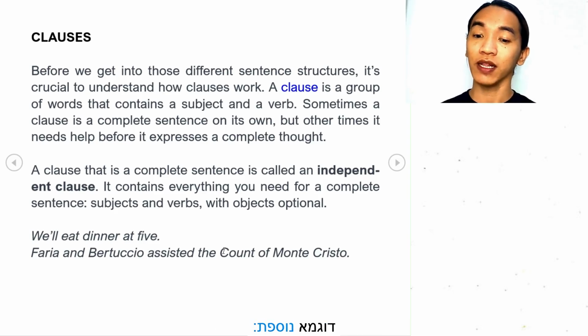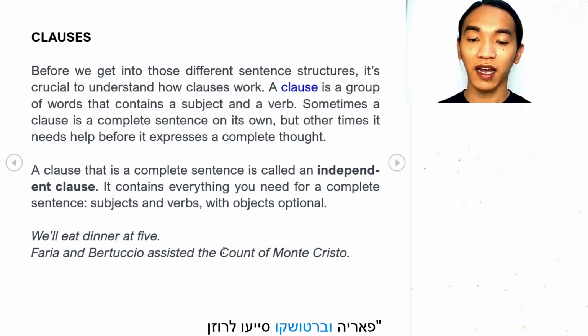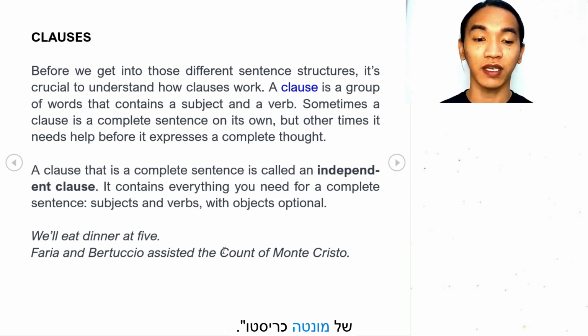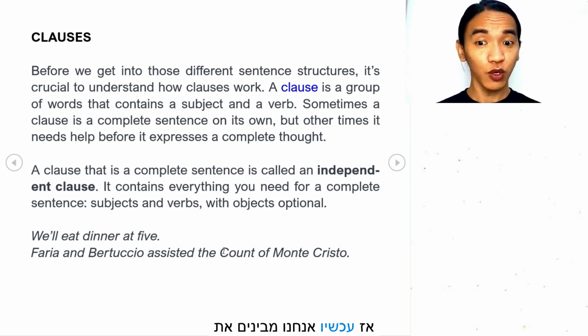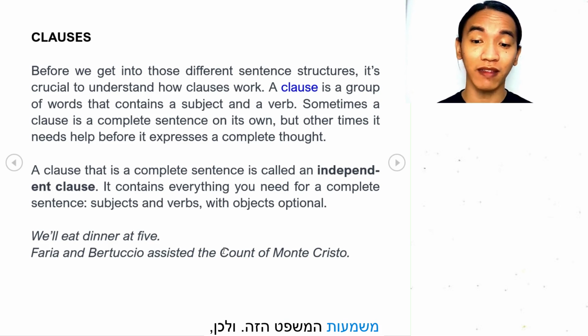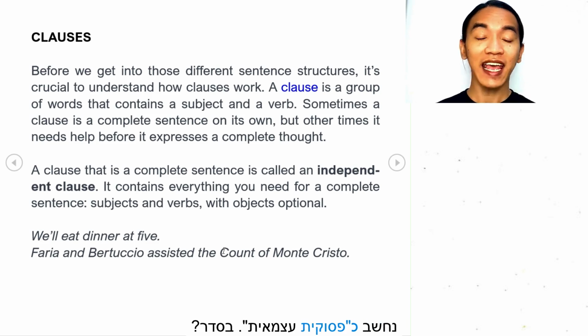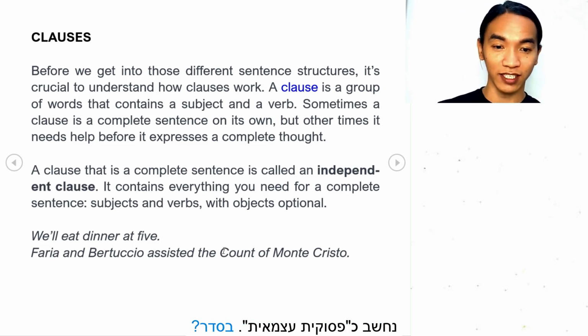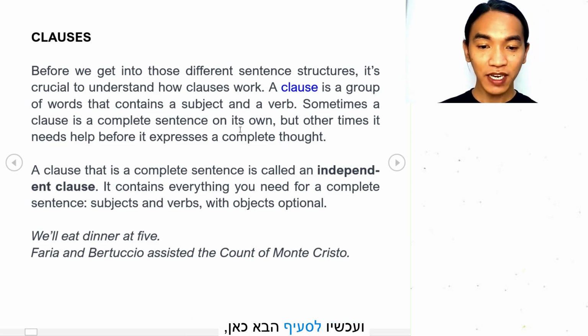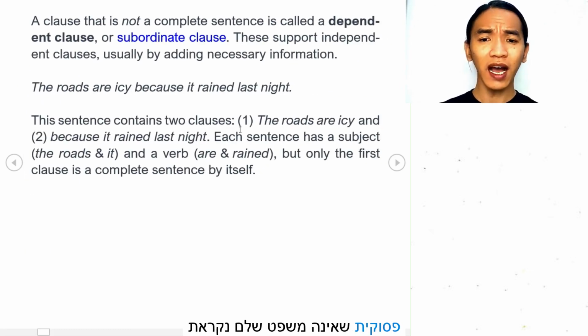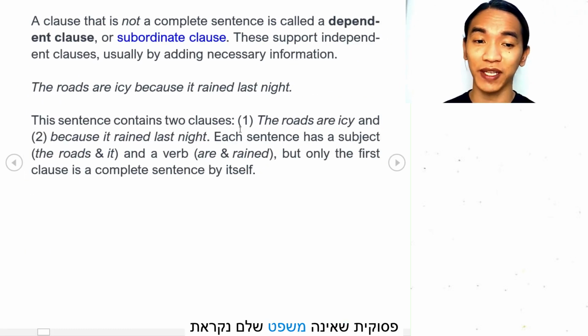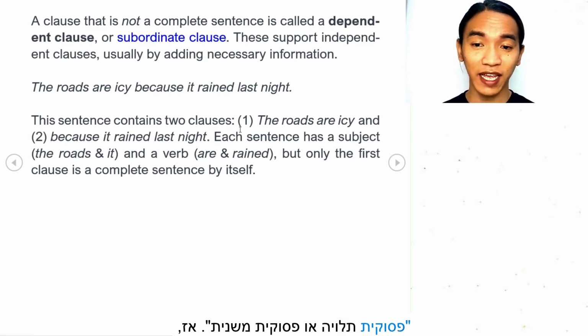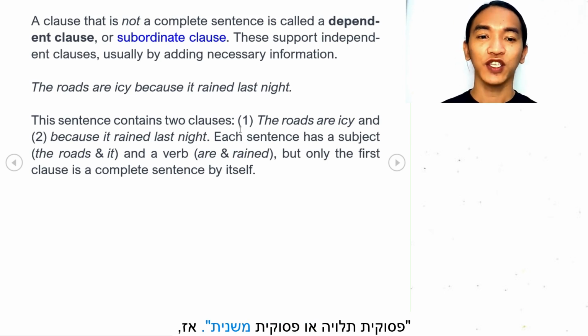Next example here, Faria and Bertuccio assisted the Count of Monte Cristo. Okay, so now we totally understand the meaning of this sentence. So therefore, it is considered as an independent clause. Okay, now for the next one here, a clause that is not a complete sentence is called a dependent clause or subordinate clause.